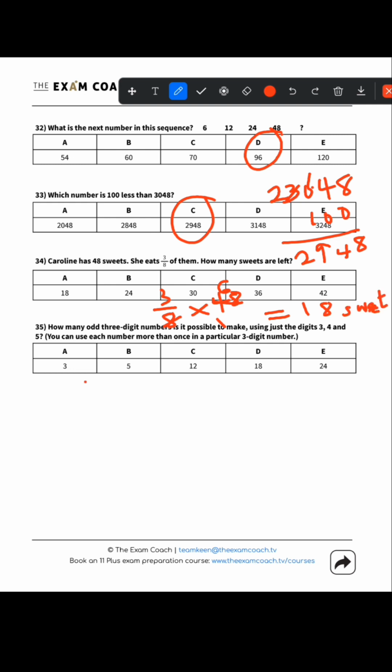So if she has eaten 18 sweets out of a total of 48 sweets, how many sweets will be left? That will be 48 minus 18, which is 30 sweets. So she has 30 sweets left.